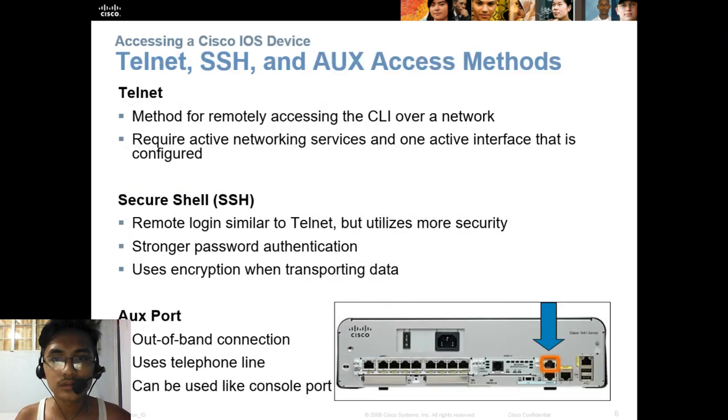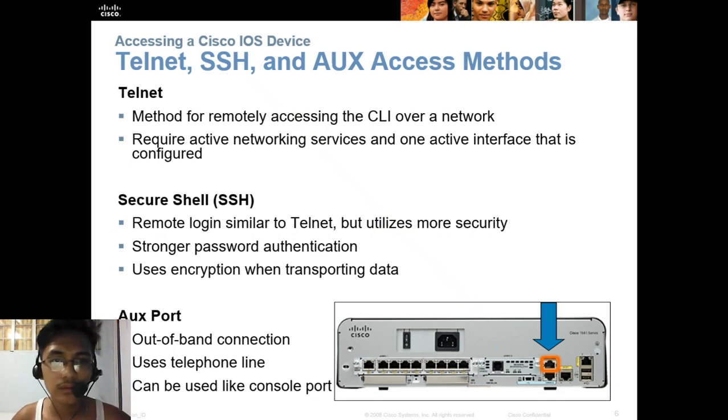Telnet, SSH and auxiliary access methods. Telnet is a method for remotely accessing the CLI over a network; it requires active networking services and one active interface that is configured. Secure Shell, SSH, is a remote login similar to Telnet but utilizes more security, with stronger password authentication, and it uses encryption when transporting data. AUX port is an out-of-band connection that uses a telephone line and can be used like a console port.